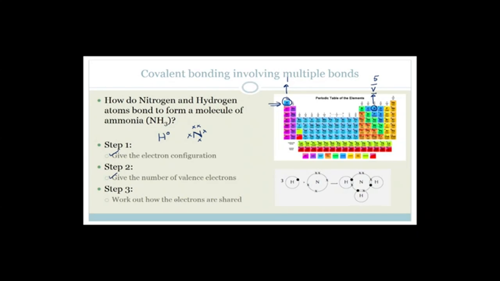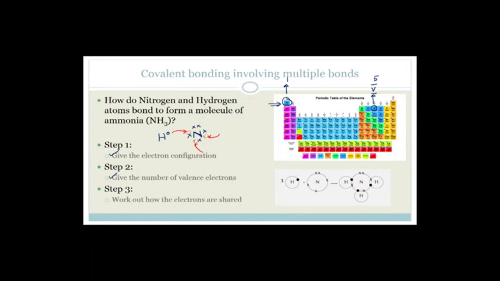Now it says, work out how many of the electrons are shared. Do you see that there is a gap over here, and there's a gap over here? So we could fill in a hydrogen over here, a hydrogen over there, and a hydrogen over there. And that's exactly what happens here. You get 3 hydrogen atoms join up with 1 nitrogen, and they fill these orbitals.